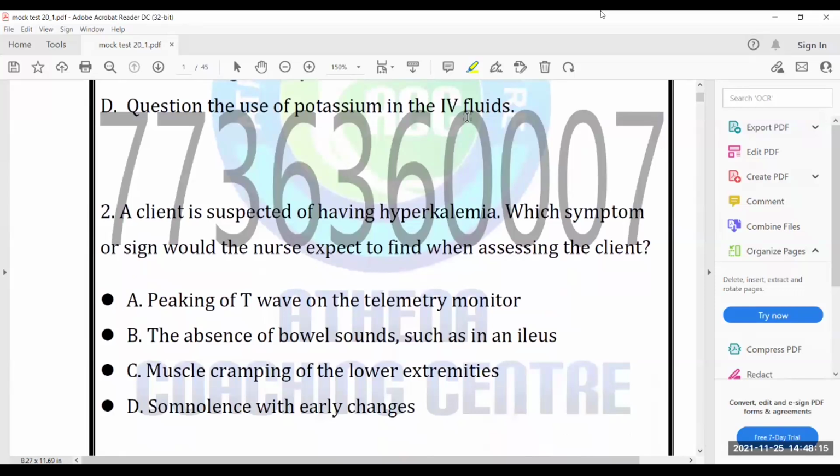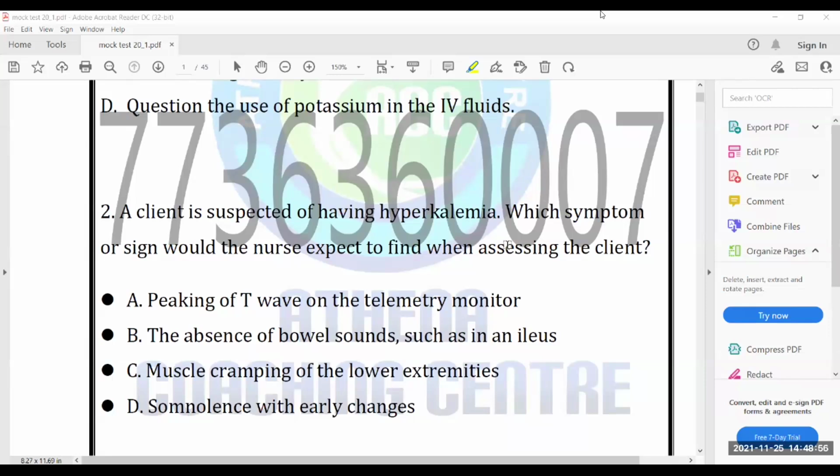A client is suspected of having hyperkalemia. Which symptom or sign would the nurse expect to find when assessing the client? The answer is tall T wave. You can write: hyperkalemia causes tall T wave. And what is the sign of hypokalemia? Prominent U wave.